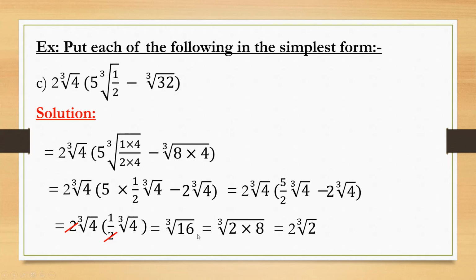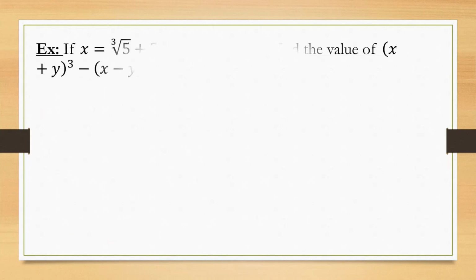But cubic root 16 is not in the simplest form. How can I distribute it? 16 equals 2 times 2 and 4 times 4. 4 hasn't a cubic root. So I can distribute 16 into 2 times 8 because 8 has a cubic root. So cubic root 8 equals 2, and put the cubic root 2 as it. So the answer, it will be 2 cubic root 2.